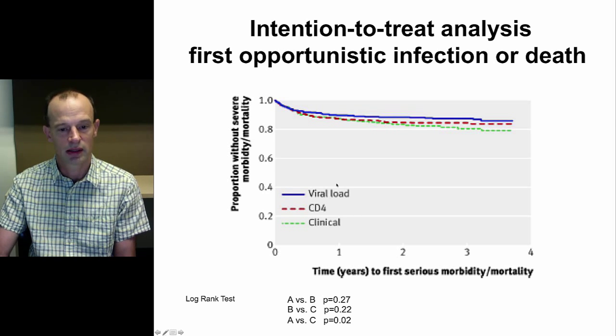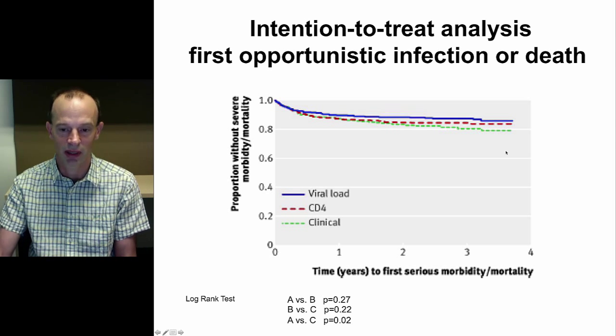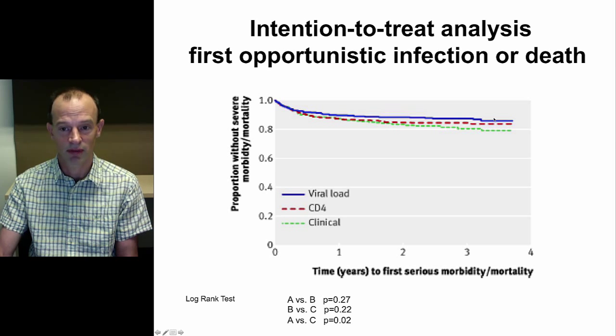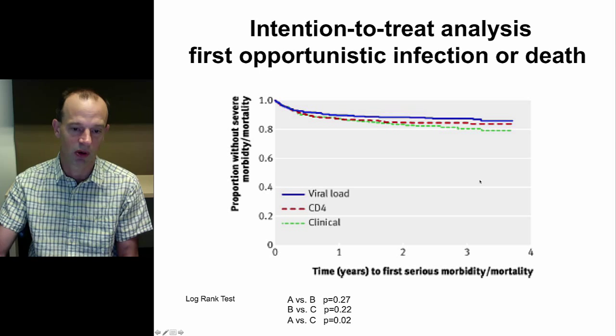So this was looking at our study results. This is what's called a Kaplan-Meier curve, looking at survival over time, survival without a new opportunistic infection. So these people at the end here have not either died or had a new opportunistic infection. You can see that close to 85% of people don't reach one of these outcomes by the end of 3 years of follow-up. And you can see that the viral load and the CD4 arms are very similar, and the clinical arm has a somewhat lower survival, so more people either dying or having new opportunistic infections.